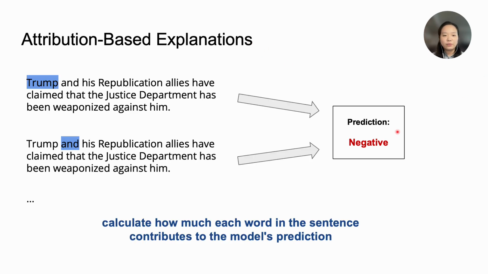A lot of current work uses attribution-based methods to explain the model prediction based on how each input token contributes to the outcome. In other words, the method calculates how much each word in a sentence influences a prediction. This helps us identify which words have the most impact on the model's decision-making process.